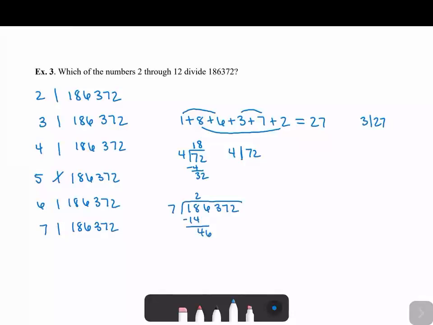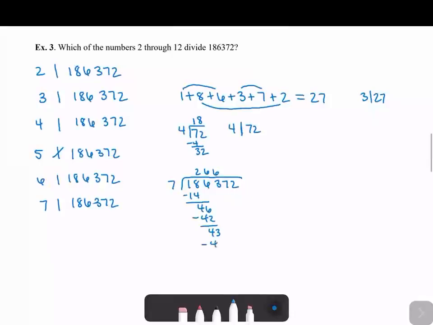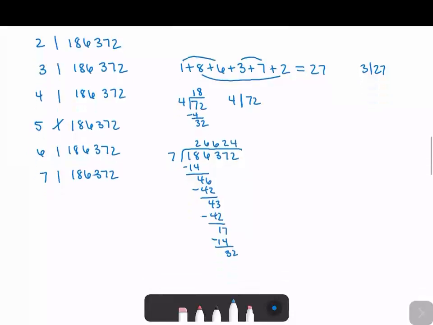7 goes into 46 6 times, with 4 left over. 7 goes into 47 6 times, with 1 left over. It goes into 17 twice, with 3 left over, and 7 does not divide evenly into 32, it only goes in 4 times. So this has a remainder. So this is remainder 4.